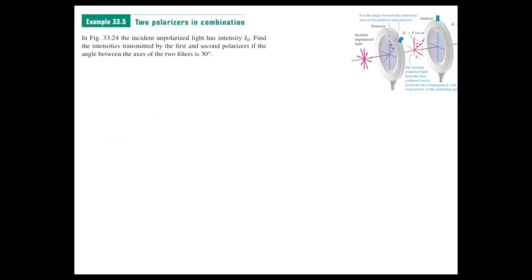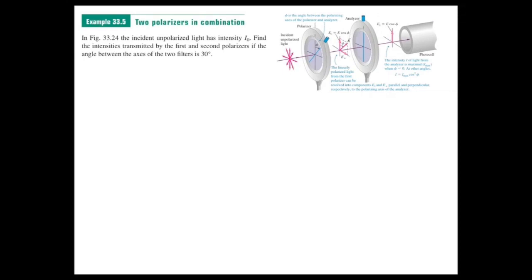In example 33.5, we're going to see what happens to the intensity of light as it passes through two polarizers as depicted in this diagram. The incident light is initially unpolarized, then it passes through the first polarizer, whose polarization axis is at an angle of phi with respect to the vertical. In this case, phi is 30 degrees. Then the light passes through a second polarizer, sometimes called an analyzer, whose polarization axis is along the vertical.